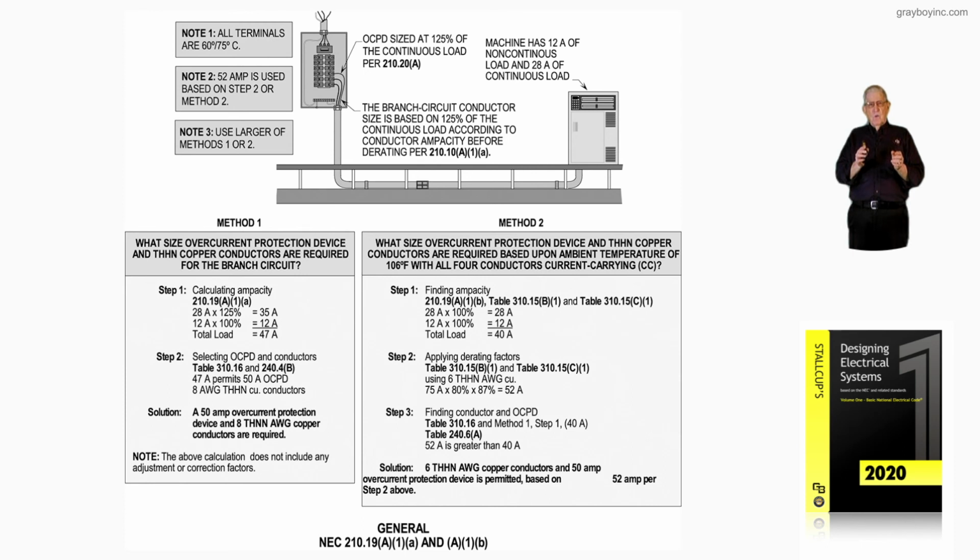And we find that in 334.80, 320.80, 330.80, all that's listed there for us. Now, in note 2, the 52 amps is used based upon step 2 or method 2. And then note 3 used the larger of methods 1 and 2. And when we put all this together, that's what our figure 14-17 is illustrating for a branch circuit used in the conditions of use as you see in the illustration.